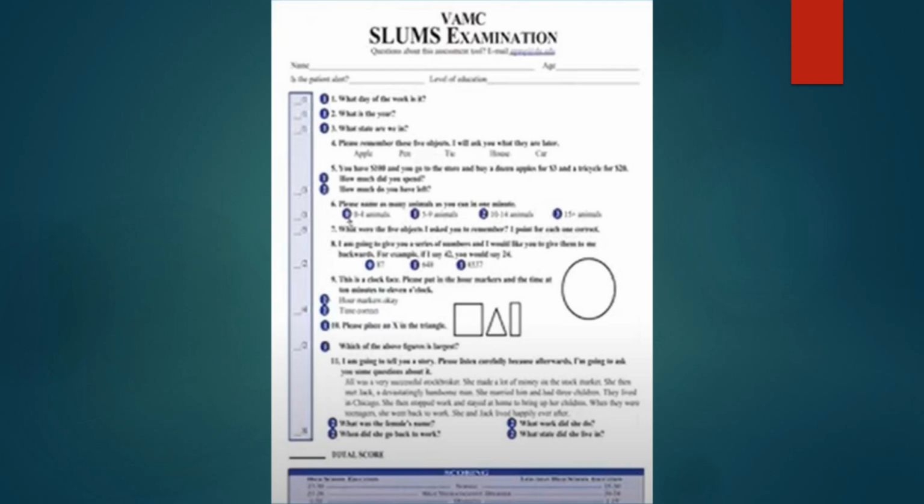The SLUMS exam is the St. Louis University mental status exam. You can see the different elements here of questions that they ask. This does not take very long. The longest part is question 12, which is a short story about Jack and Jill who live in Chicago. There are several questions associated with recitation of that story. It's a point scoring system. If you're less than high school educated, you get a little bit of a bonus point. So if you score lower, it's less representative of the cutoffs for cognitive impairment.